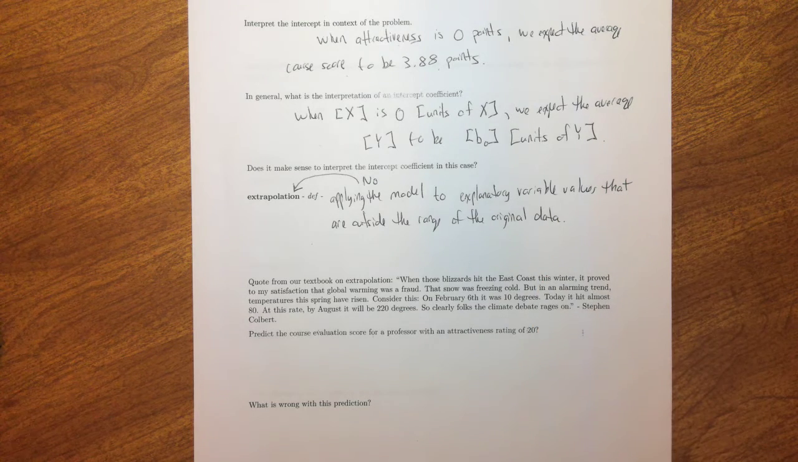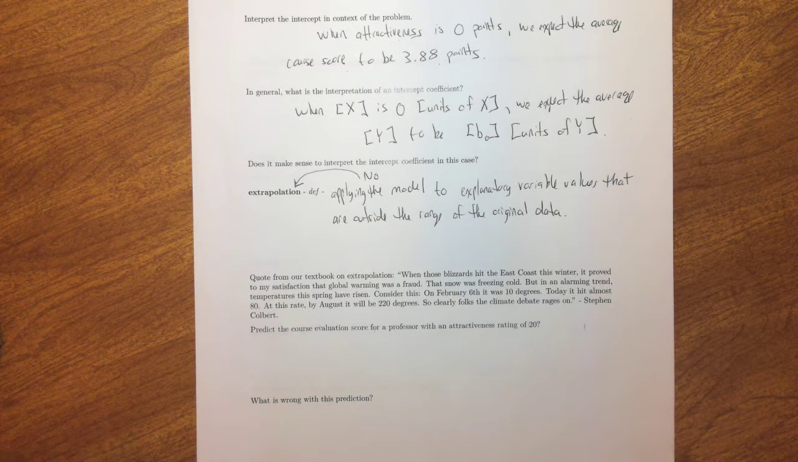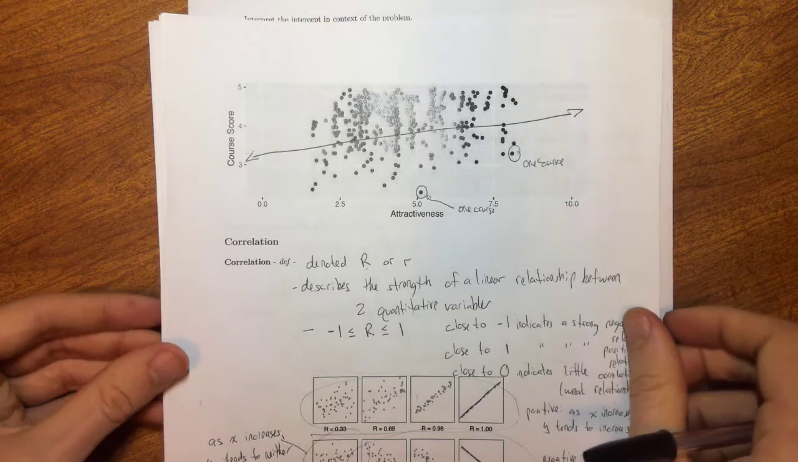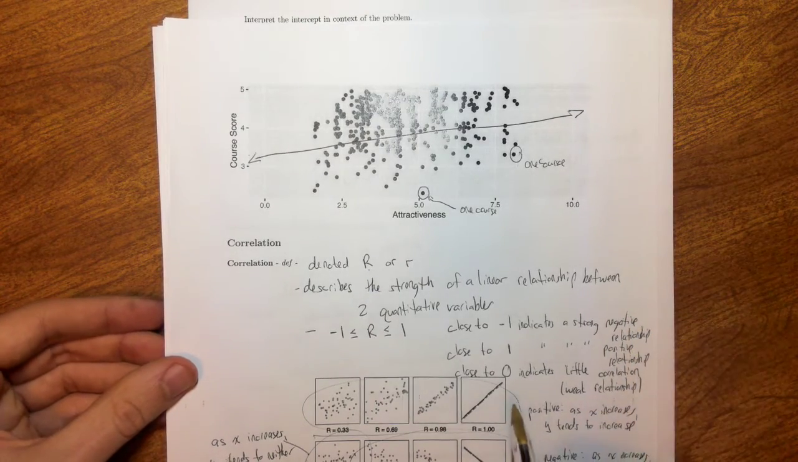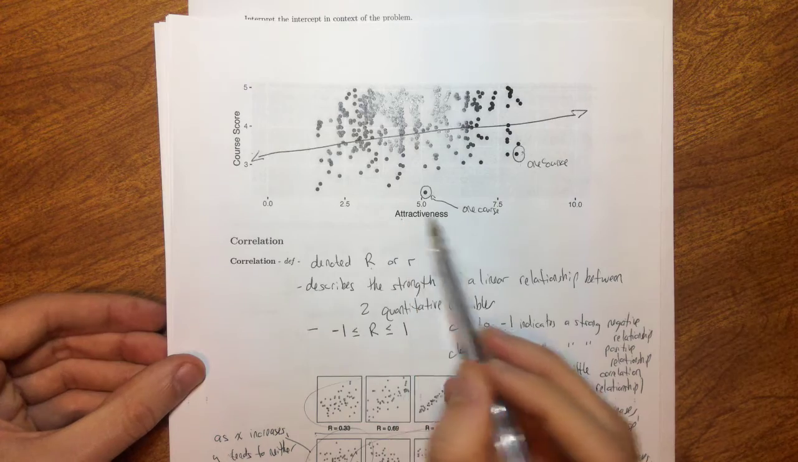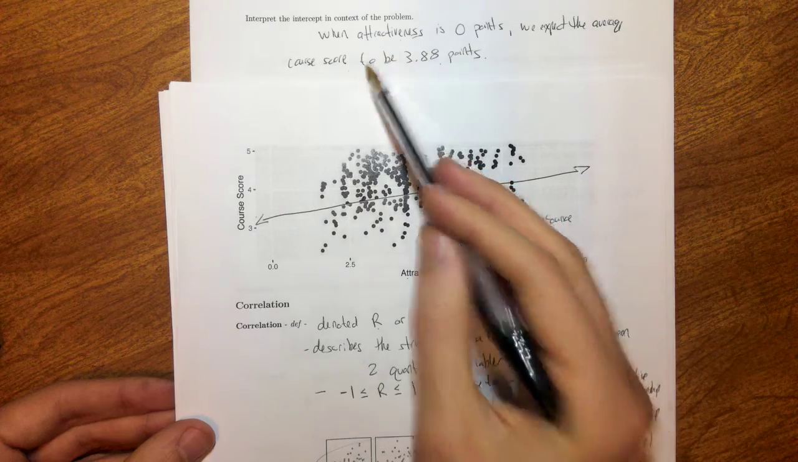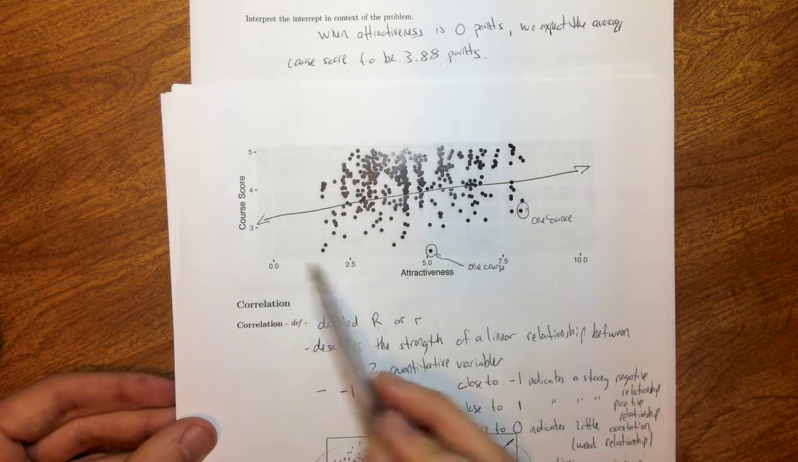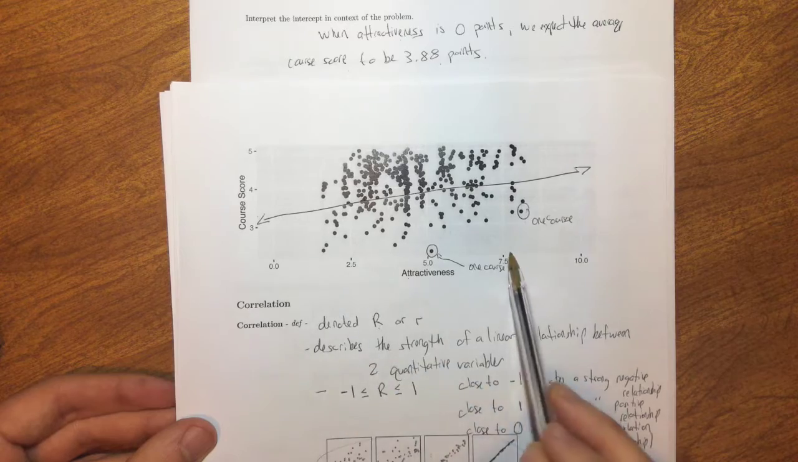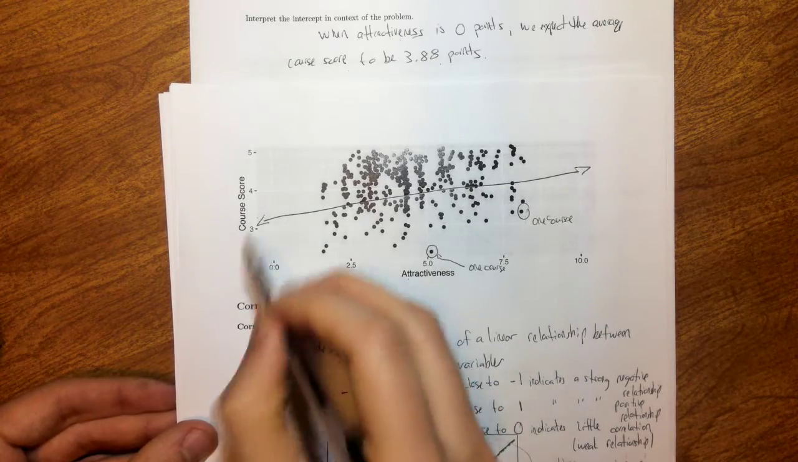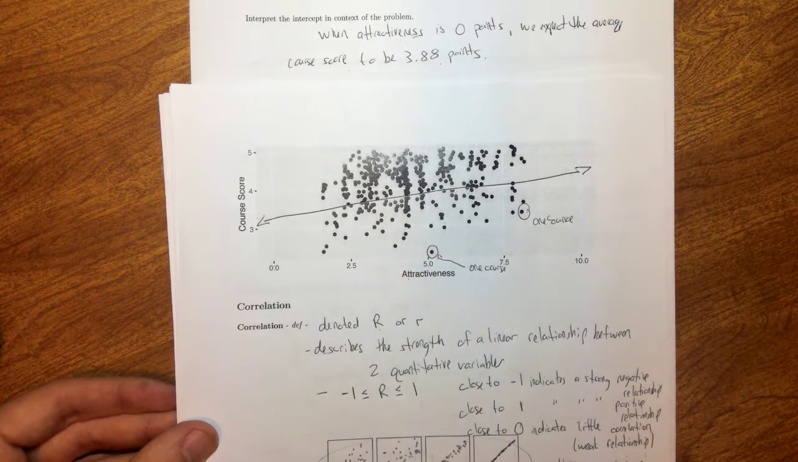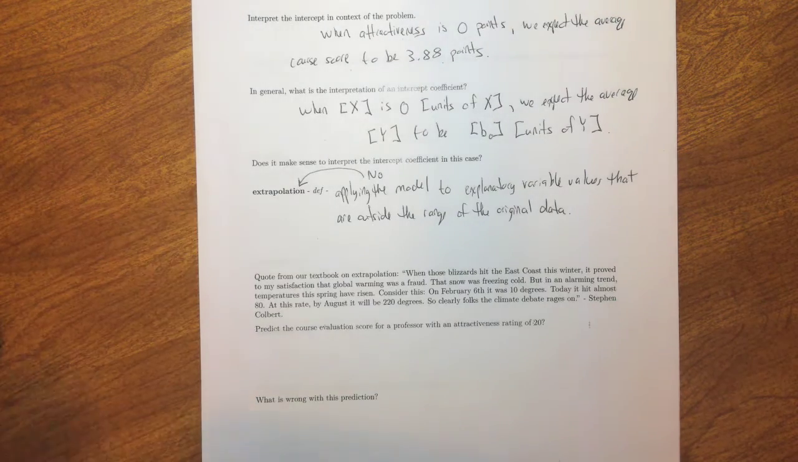All right, and so in our example, let's see why interpreting the intercept is actually a case of extrapolation. I'm going way back to page 2 where we originally had this scatter plot. The explanatory variable is attractiveness. If I'm interpreting the intercept, I'm saying when attractiveness is 0, what do I expect course score to be? But 0 is outside the range of x values. It's way over here. We don't have any data near 0. And so that's why this is extrapolation in this case.